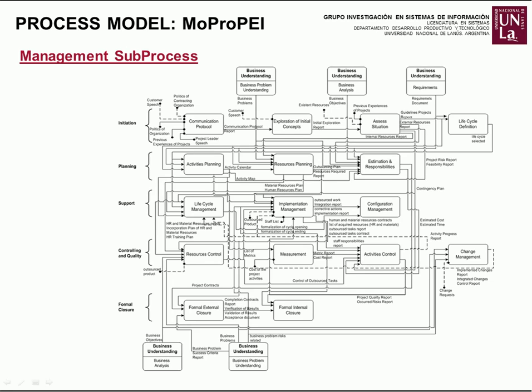The last phase, formal closure, is composed of 2 activities: Formal external closure aims to ensure the achievement of the objective required by the customer, ending with the commitments between the parties involved in the project. And formal internal closure, whose objective is to obtain useful knowledge from the characteristics analyzed throughout the project in order to be reused in future ones.